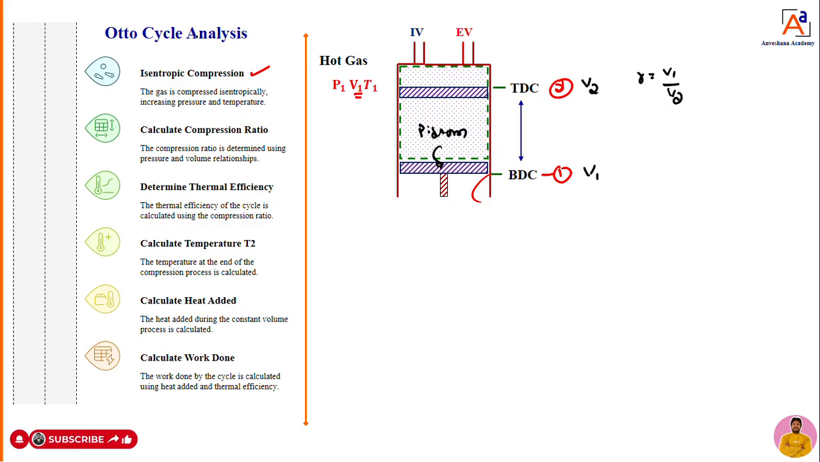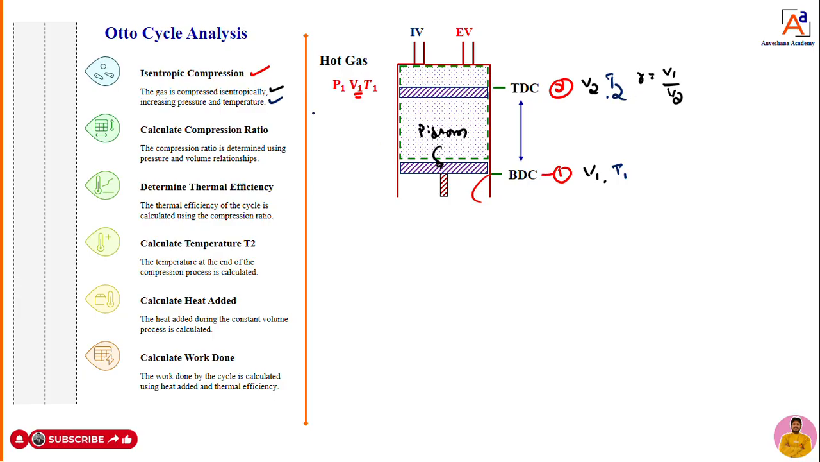Suddenly if it is compressed, that is nothing but an isentropic increase in pressure and temperature. Once the air fuel mixture gets compressed, the volume changes from V1 to V2. The temperature also changes from T1 to T2. That is what he is telling now.